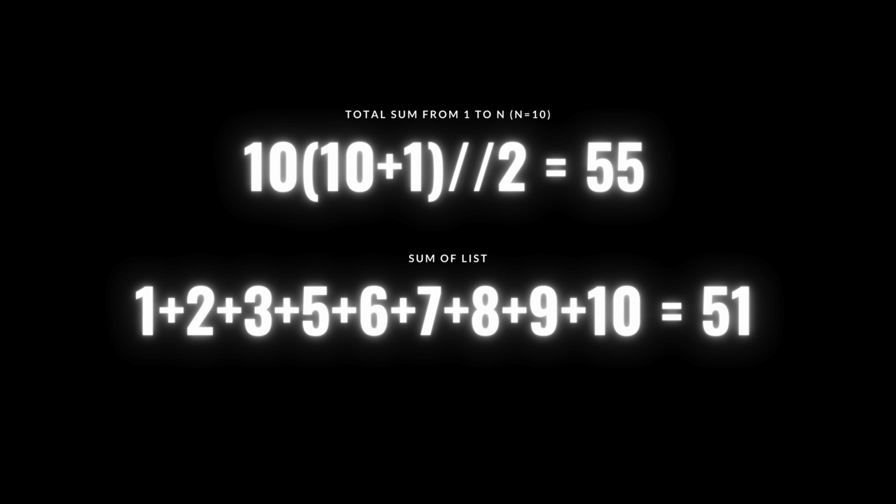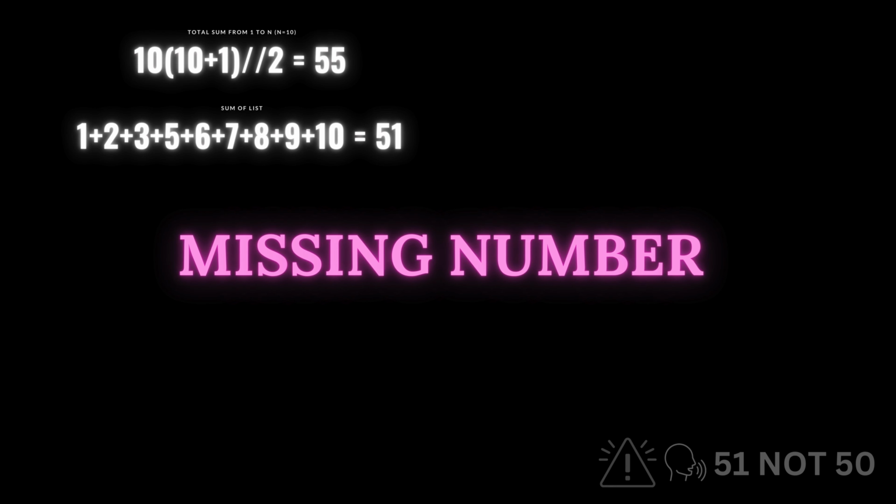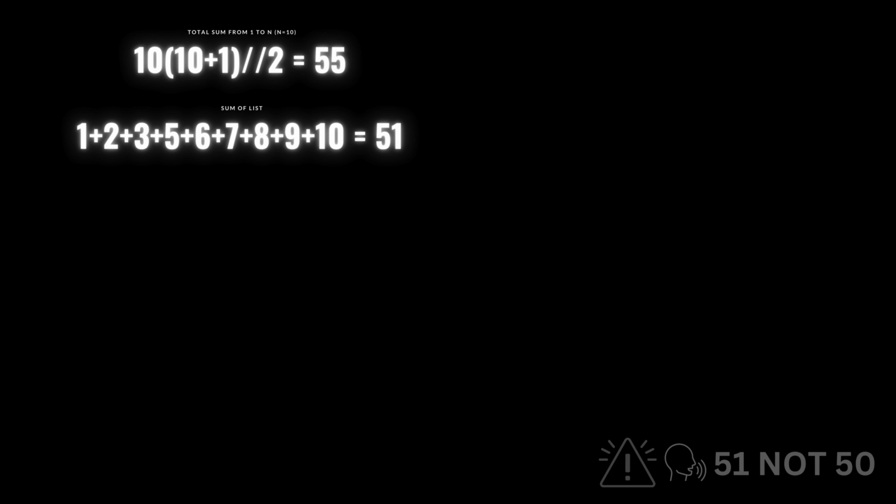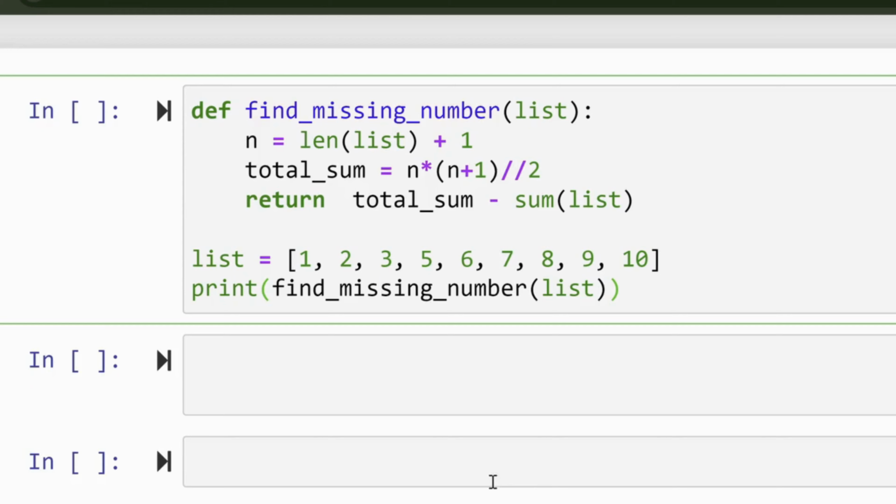Next, we calculate the sum of all numbers in our list. In our example, the sum of the list 1, 2, 3, 5, 6, 7, 8, 9, 10 is 51. To find the missing number, we subtract the sum of the list from the total sum. So 55 minus 51 equals 4, which is our missing number.